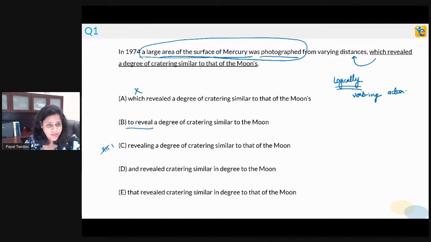Choice B, why is choice B wrong? A large area of the surface of Mercury was photographed from varying distances to reveal a degree of cratering. Is that logical? To reveal, is that logical?